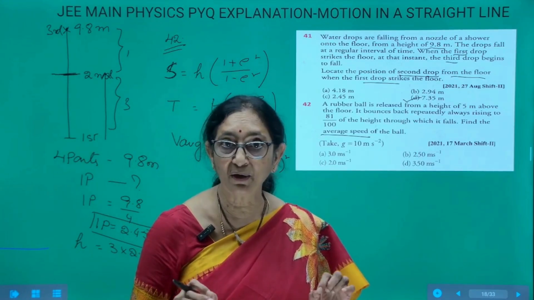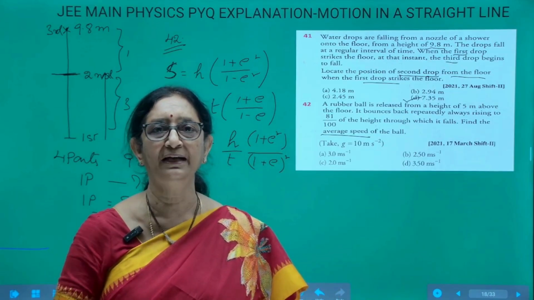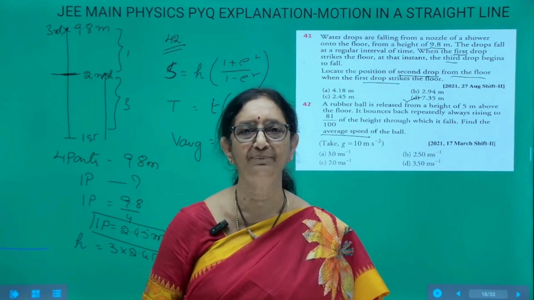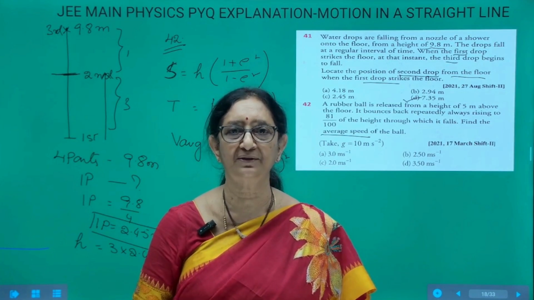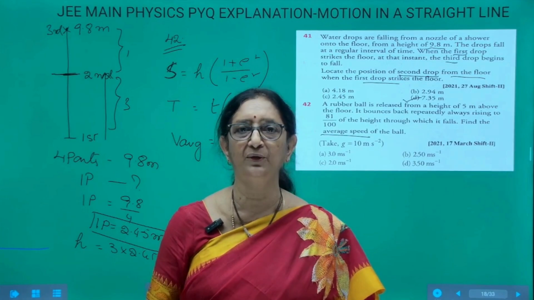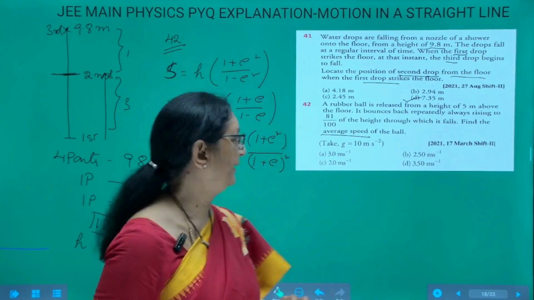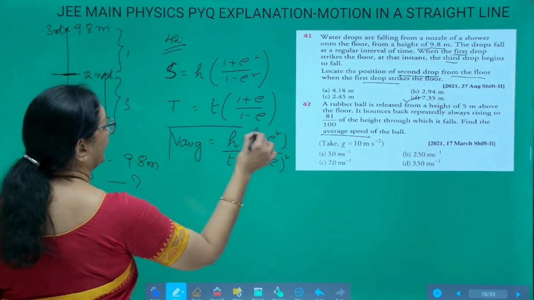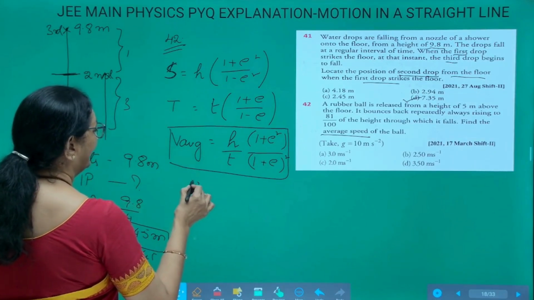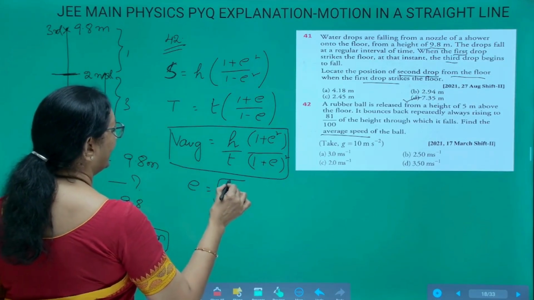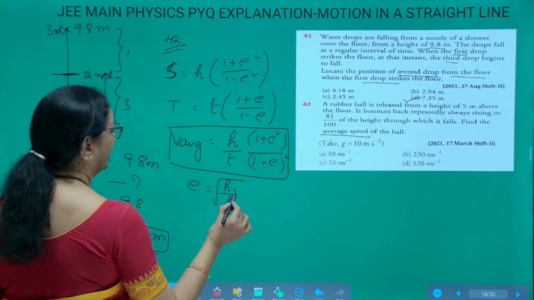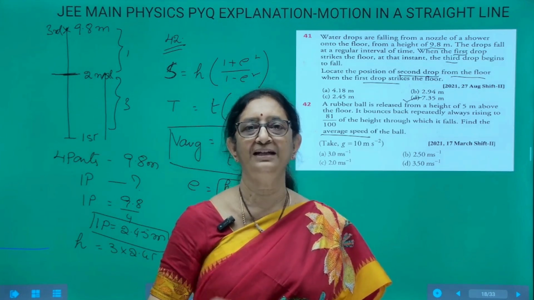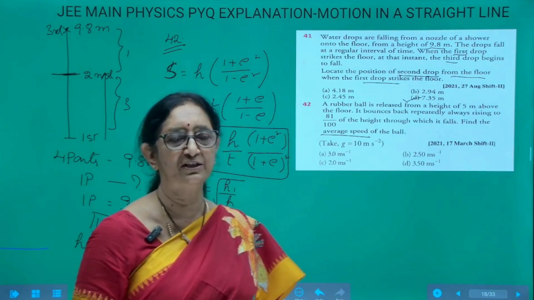So, the average speed of a ball dropped from a height h, which reaches the ground in time t before coming to rest, is h by t into (1+E²)/(1+E)², where E is the coefficient of restitution, E equals the square root of h1 by h, where h1 is the height reached in the first rebound and h is the original height from which it is dropped.